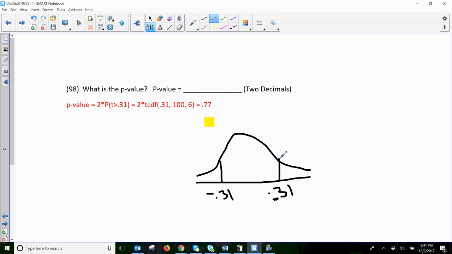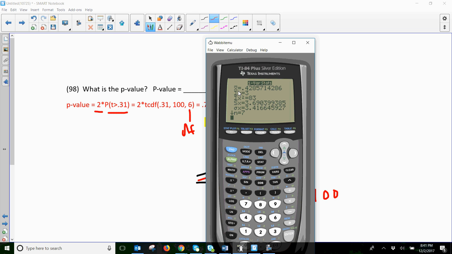And our p-value is the area in the tails. And again, these two areas are equal, so the p-value is going to be 2 times the area in the right tail, or 2 times the area in the left tail if you wanted to. Now notice that degrees of freedom is 6, that's n minus 1. And we need to pick an upper bound, so we'll use 100 again. So we're looking for 2 times the probability that t is between negative 0.31 and 100. So let's just pull up the calculator and show how we do that.